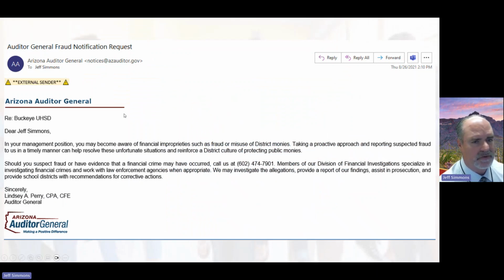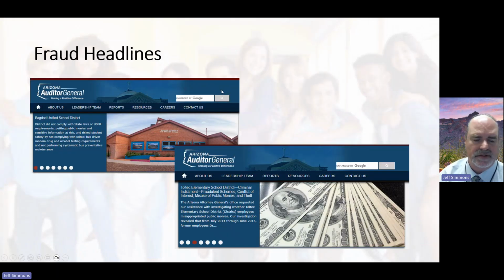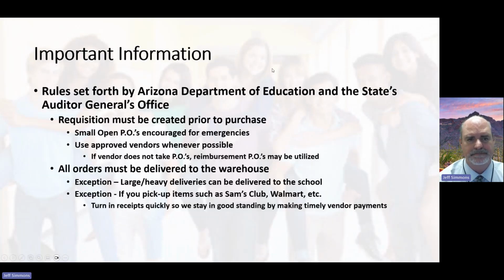The Auditor General is looking for fraud and misuse of district monies. And so they send out this email. This one's a little bit older, from 21, but they do send this out about every 2 to 3 months to remind us to report anything that we see as far as fraud or misuse of funds. So they will make examples of you. So please take care of monies, follow the procedures so that you are free and clear. They post some of this stuff right on their homepage when people do things they shouldn't do. And so just a reminder to all of us to follow the guidelines.